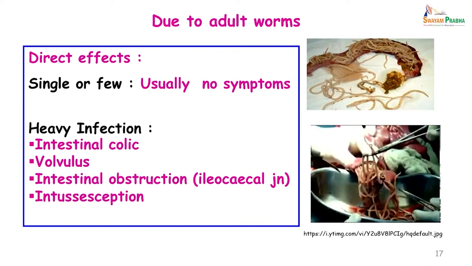Direct effects. Now, when the worms are very few, usually you have no symptoms. But when the infection is heavy, then there may be intestinal colic, there may be volvulus. Intestinal obstruction, which is usually seen at the ileocecal junction, and this usually occurs in children less than 5 years of age who have a heavy infestation. And in some cases, the child may also get intussusception.